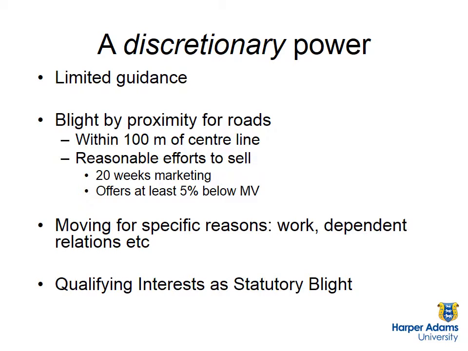Sir Christopher Chope, then Minister of Transport, issued guidance in the early 1990s on the situation in which discretionary blight powers would be exercised by the then Department of Transport in relation to public road proposals, setting out that where blight by proximity arose because your property was within 100 metres of the centre line of a proposed road and you had made reasonable efforts to sell, then the department would seriously consider buying your property from you. They defined for this purpose reasonable efforts to sell as being on the market for 20 weeks and no offers within 5% of the market value.